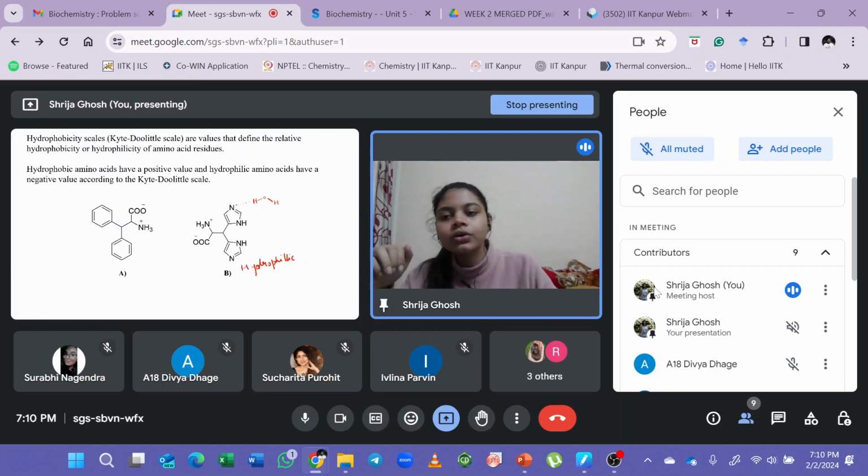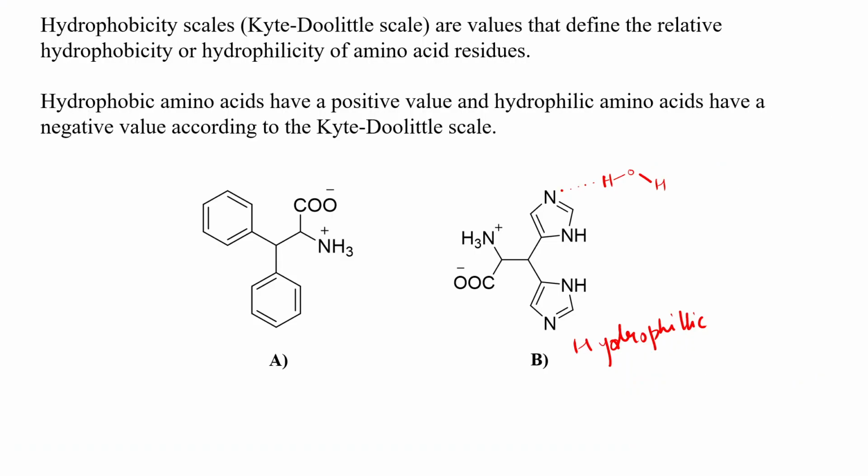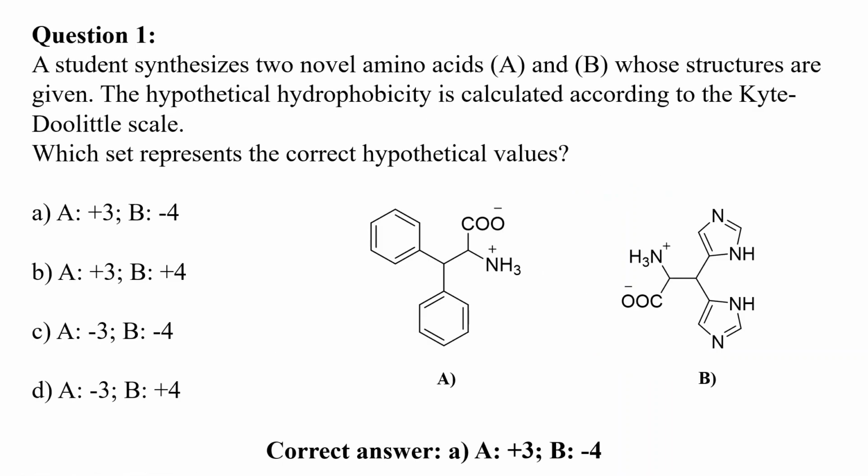Now, what are we saying here? We are saying that hydrophobic amino acids have a positive value and hydrophilic amino acids have a negative value. So if you see, I am saying A is hydrophobic, so it should have a positive value, and B is hydrophilic, so it should have a negative value. Only option A has positive for structure A and negative for structure B. So the correct answer is option A.